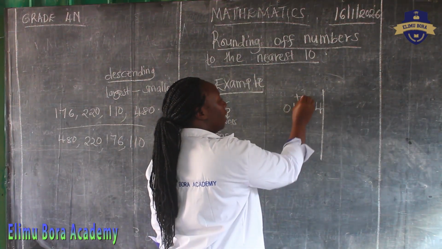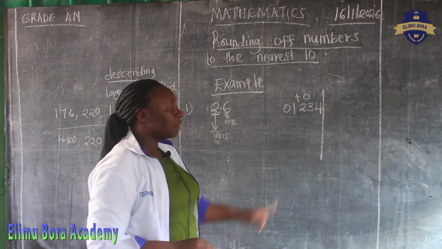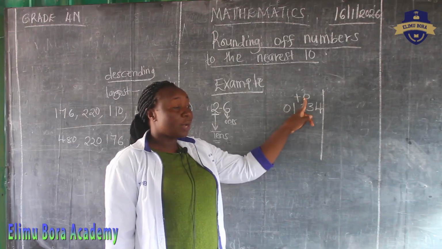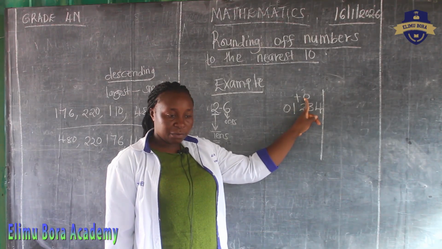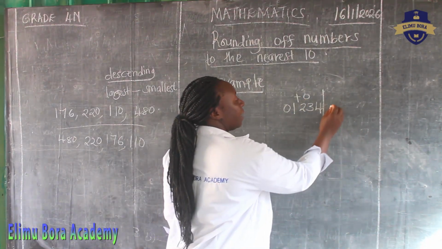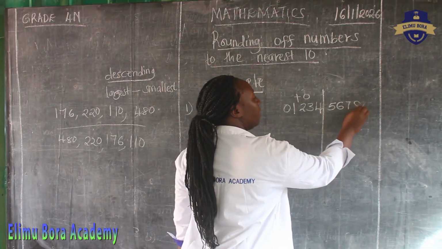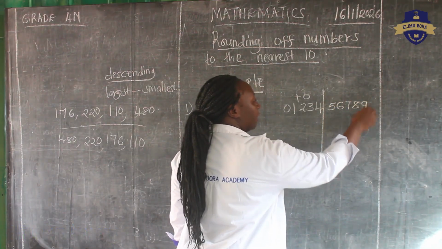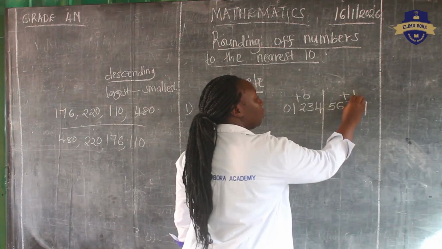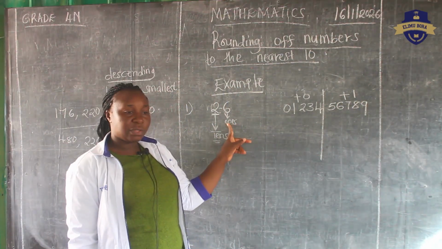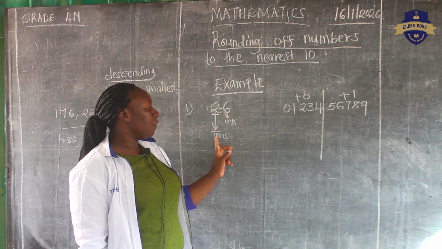Here we add 0. This is 0, 1, 2, 3, and 4. We are going to add 0. Tumeelewana vizuri? Then we have the other side, number 5, 6, 7, 8, and 9. Here we are going to add 1. So it is your work to check the number in front of tens.